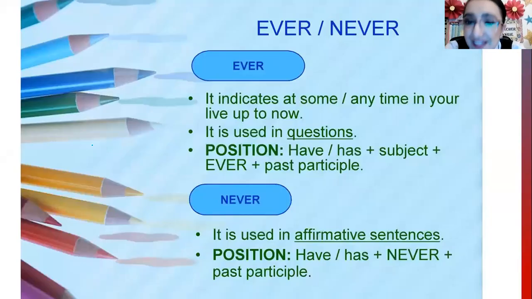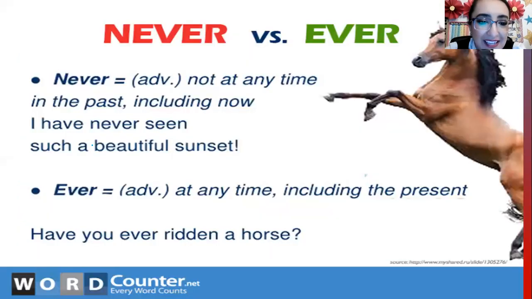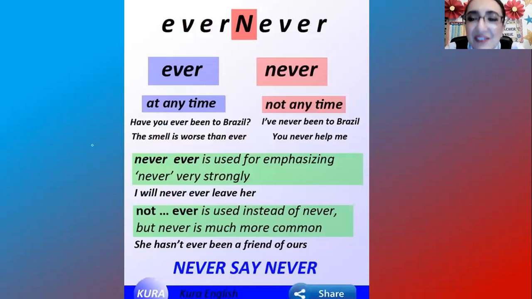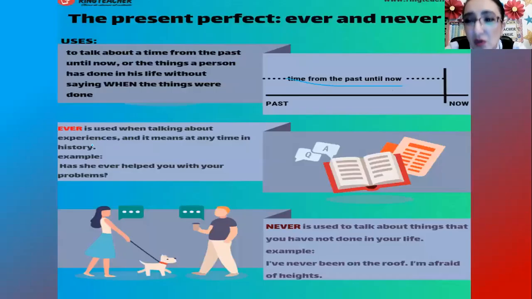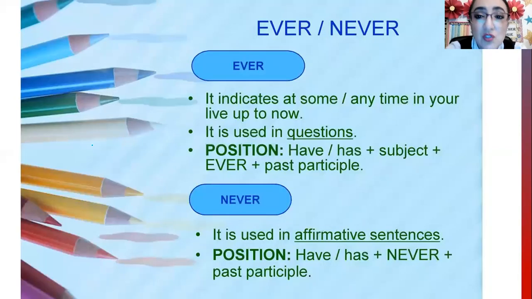Ever and never. Recuerda, I have never ever, como mostramos aquí. Enfatizamos el nunca, ¿no? Not ever es lo mismo que never, pero never es como que más común, ¿no? Más usual. So, ever, it indicates at some or any time in your life up to now. ¿Sale? It is used also in questions. How you are going to be using this?